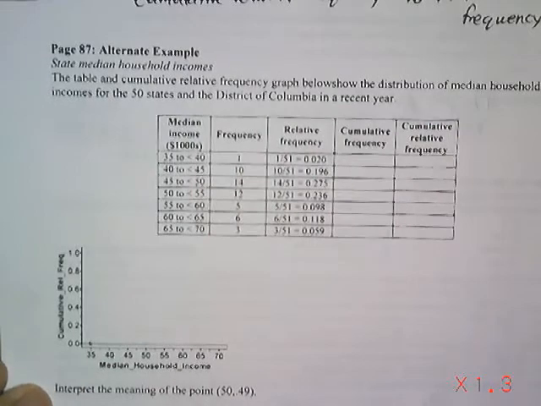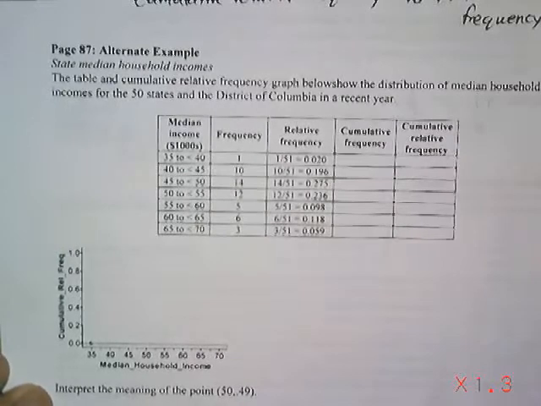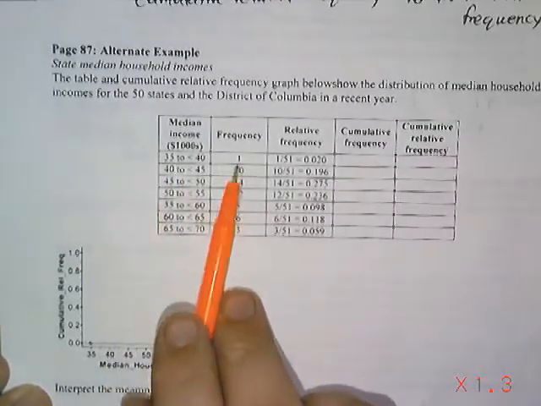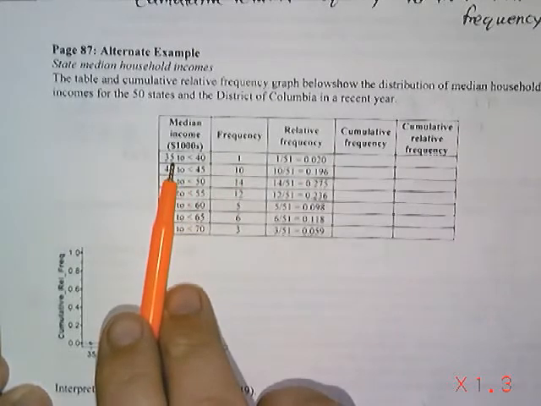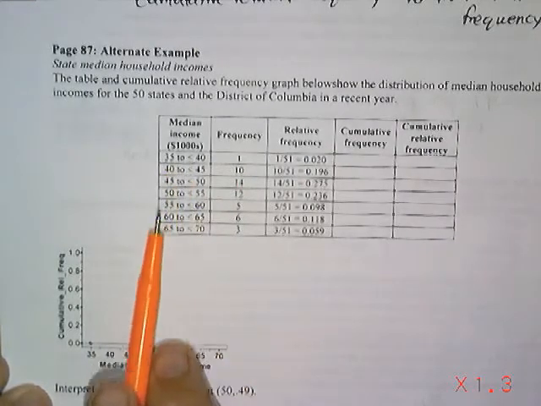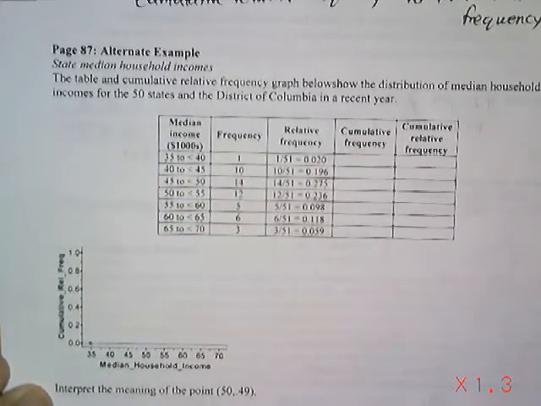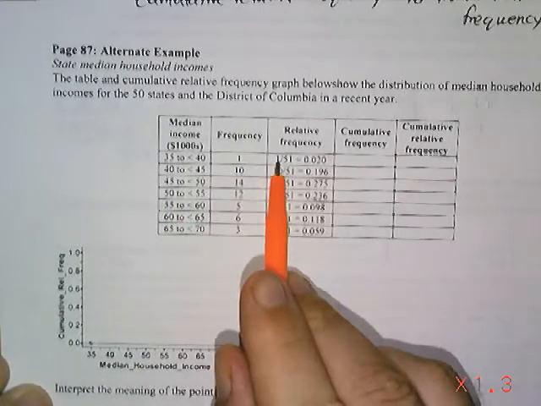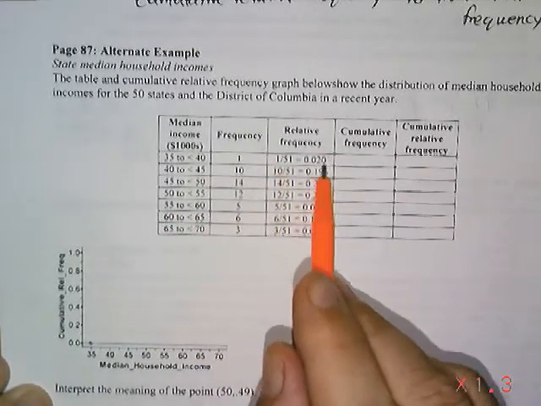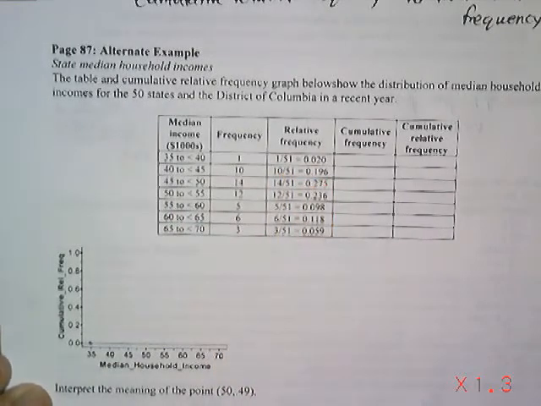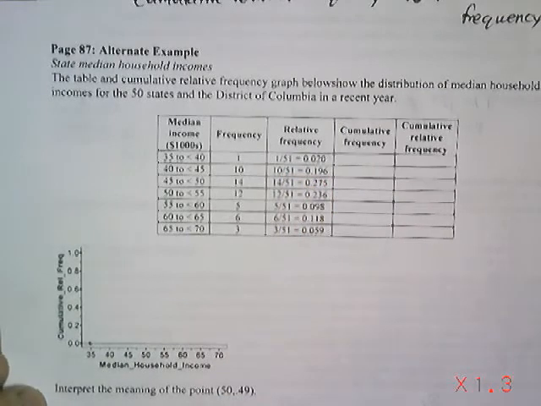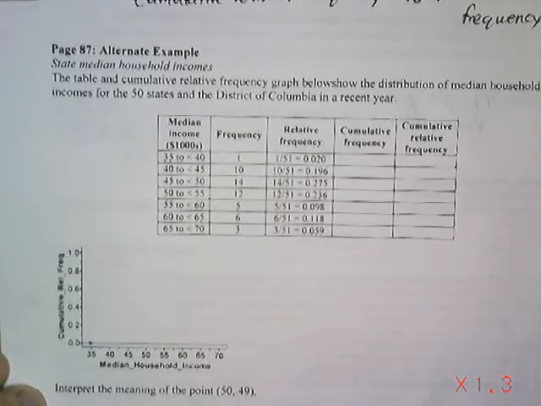12 more between 50 and 55, so that'd be 37 for a cumulative frequency, and 37 out of 51 amounts to 0.725 for our cumulative relative frequency. And then 5 more, so that'd be 42, and 42 out of 51 is 0.824. 6 more would be 48. 48 out of 51 would be 0.941, so 94th percentile there.